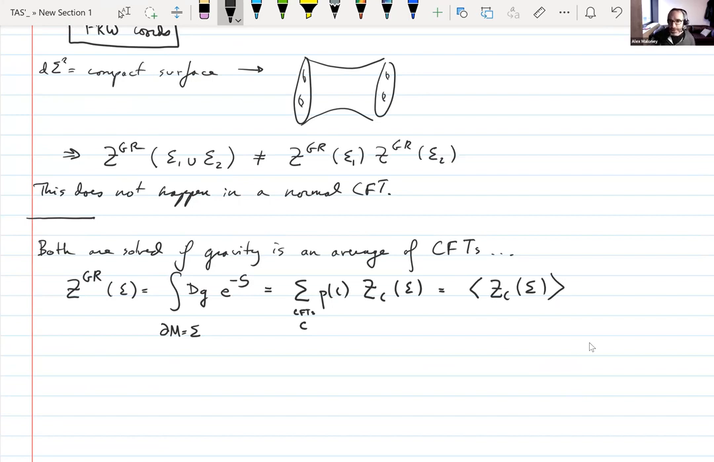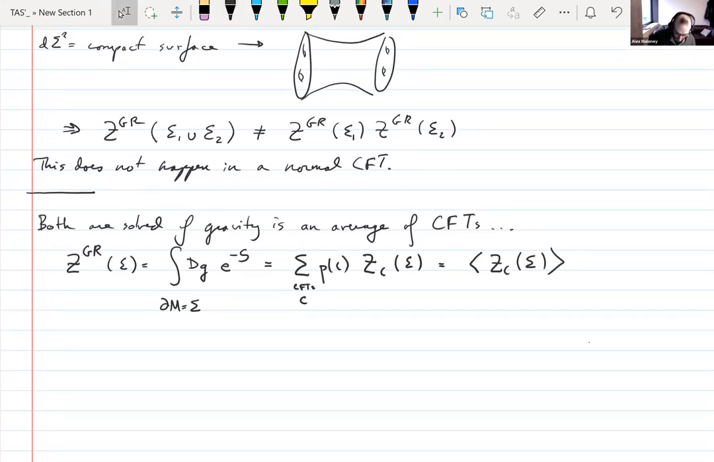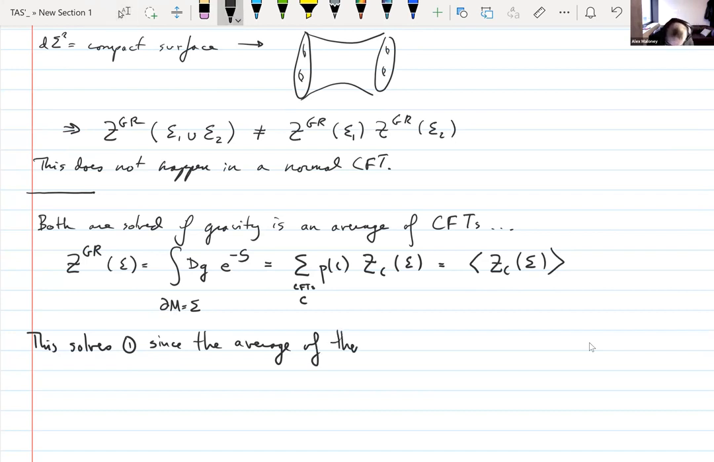So now why could such a picture solve both of these puzzles? Well, this solves puzzle number 1, since the average of a bunch of theories with discrete spectra can have continuous spectrum.